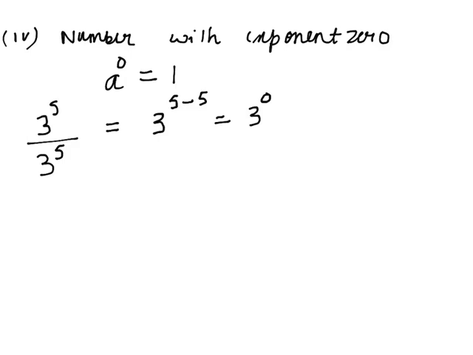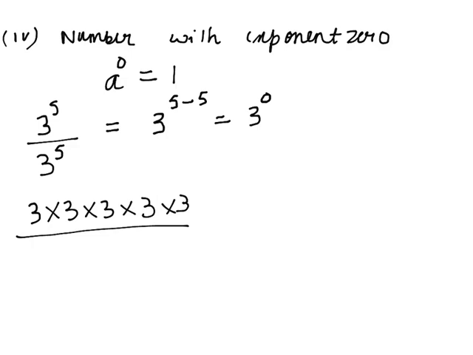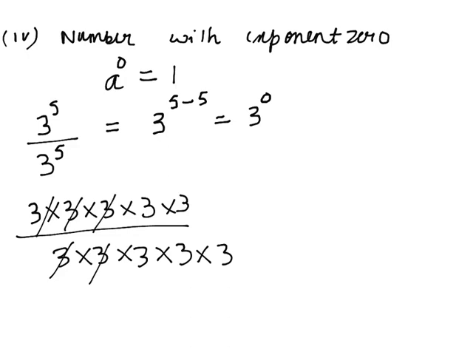Now if we expand 3 raised to the power 5, we will expand it as 5 times 3. And here, if we expand the denominator, we will expand it as 5 times 3, because we have 3 raised to the power 5. So in that case, all the 3's will cancel and we will get 1. And when we write by the law of exponent, we get 3 raised to the power 0. So it means any number whose exponent is 0 will give us the answer 1.